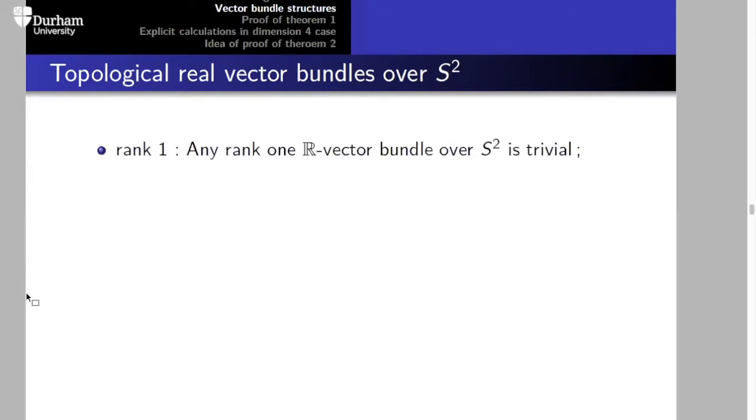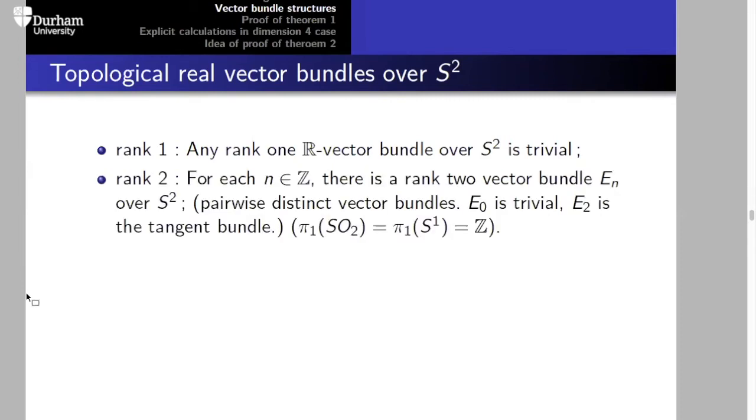Okay, rank 1, any rank 1 real vector bundle over a sphere is trivial. Rank 2, well, a sphere has two disks. They intersect in something homotopic to S^1. So the rank 2 vector bundles are classified by the first homotopy group of GL_2 or of SO_2, which is Z. So for each element n of Z, I get a rank 2 vector bundle E_n over S^2. They're pairwise distinct. E_0 is trivial. And just to give an example, E_2 is the tangent bundle.